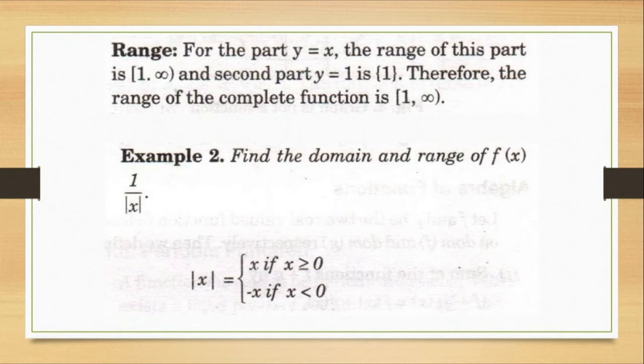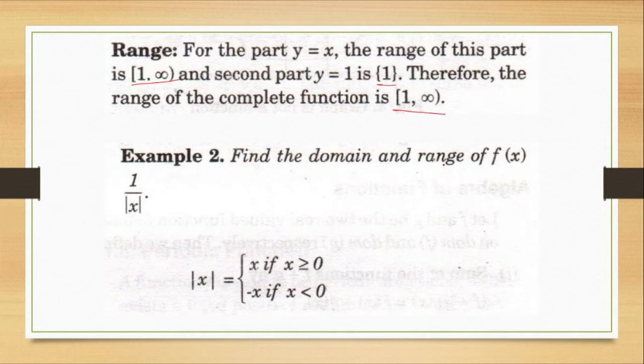And range, so for the part y equal to x, the range of this part is 1 to infinity, and the second part is y equal to 1, that is unity. So therefore the complete range is the closed interval 1 to open interval infinity.